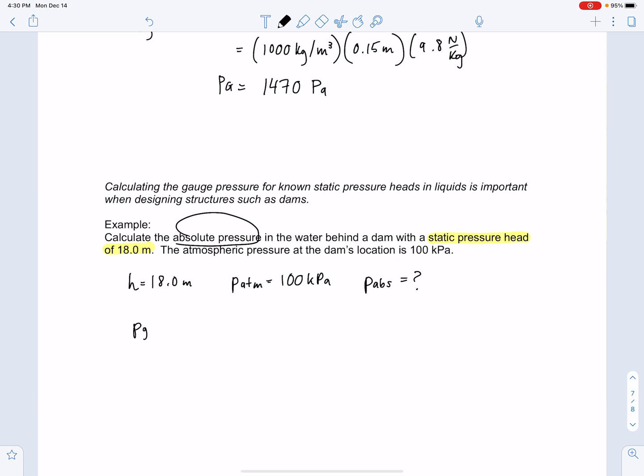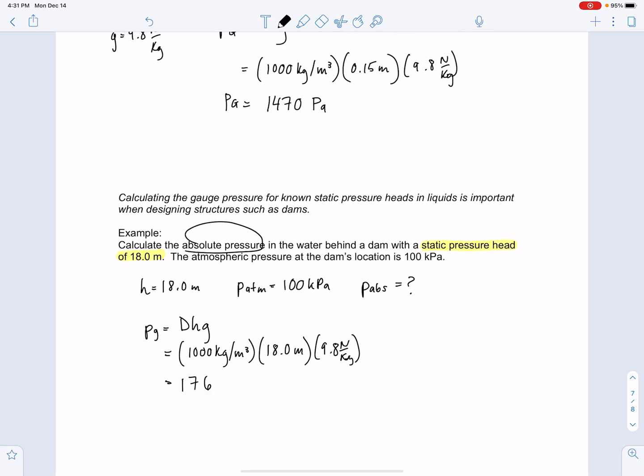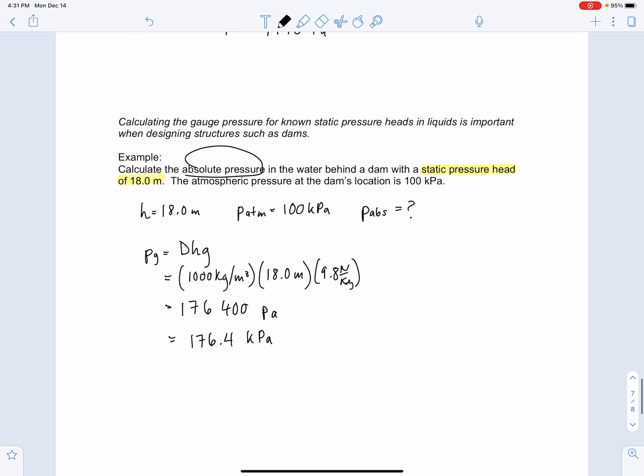First, we'll need to find the gauge pressure. And gauge pressure is equal to d h g, where d is the density. In this case, we're looking at water, which is 1,000 kilograms per meter cubed. h is the static pressure head, 18 meters, and g is 9.8 newtons per kilogram, and that is constant near the surface of the Earth. So let's punch this into our calculator and find the gauge pressure for this dam. So that's 1,000 times 18 times 9.8. So we end up with 176,400 pascals. That can also be written as 176.4 kilopascals.